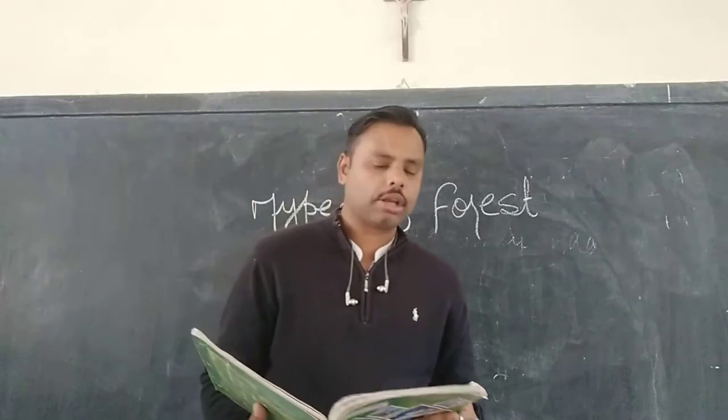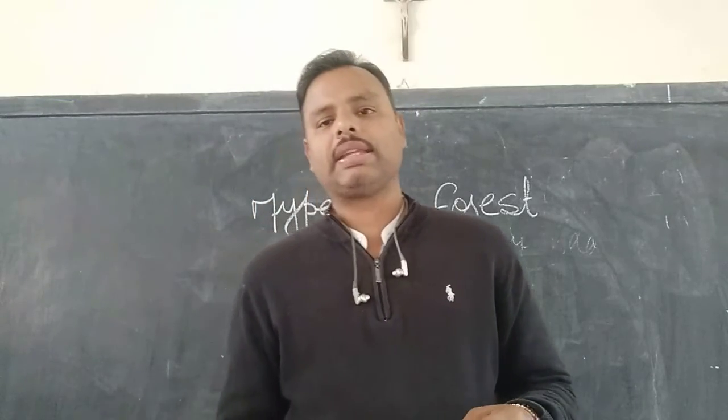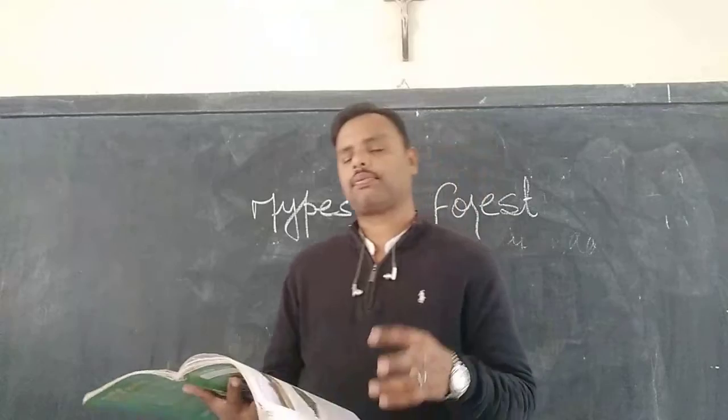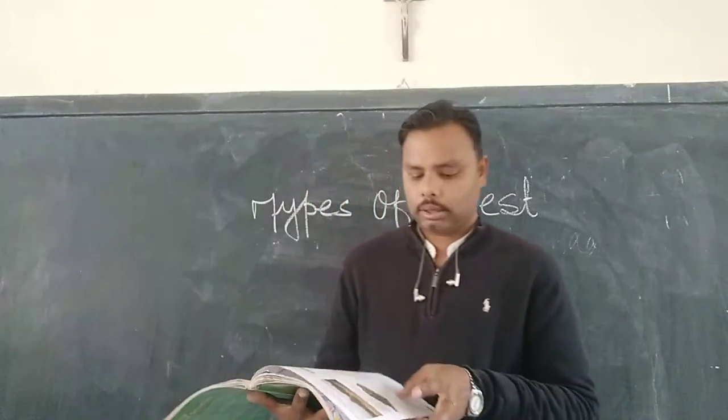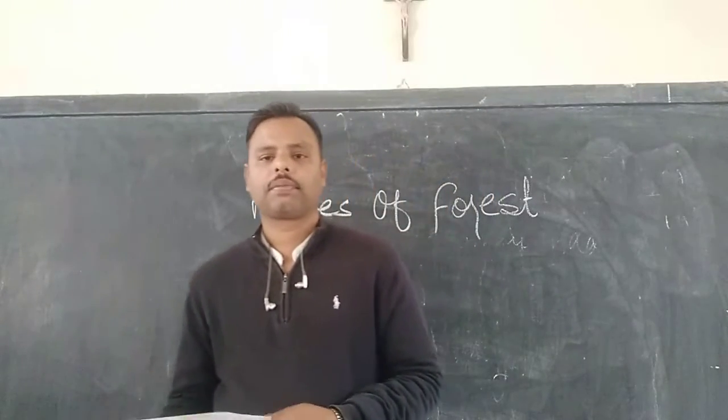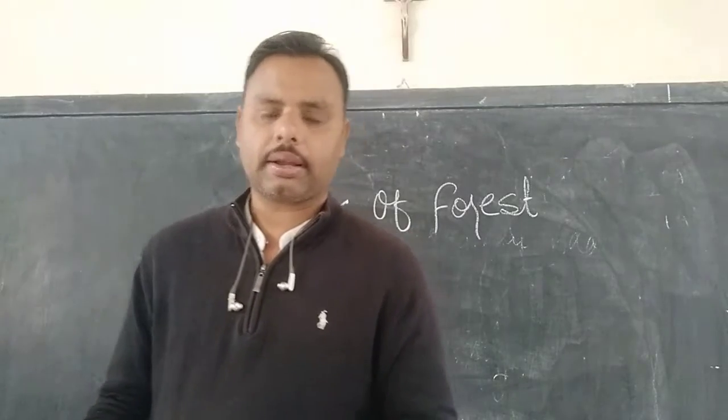Common trees of thorny forest are babul, cactus and kikar. These are different types of forests which are found. The examples are babul, kikar and cactus.